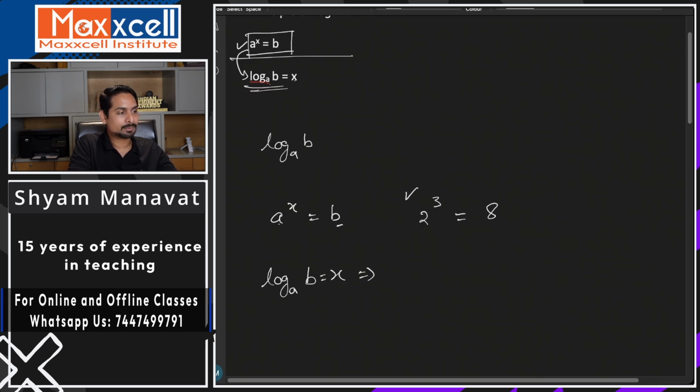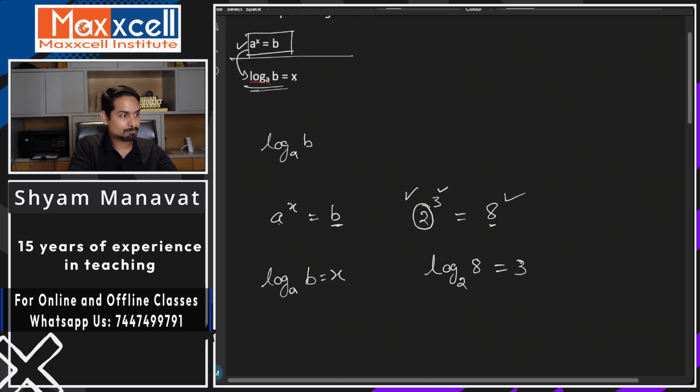So what you get here? Log of what? B. After simplification of the power, what you get is b. Here you are getting 8. So log of 8, and what is the base here? Base of the power is 2. So base of the log becomes 2. That is equal to the power here, that is equal to 3.